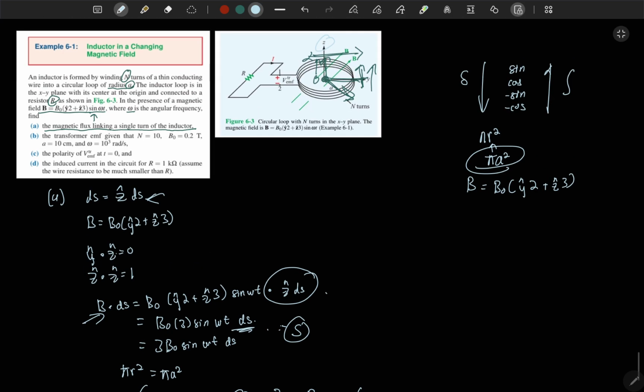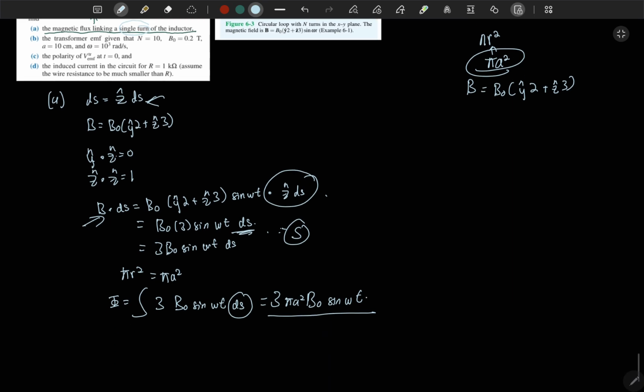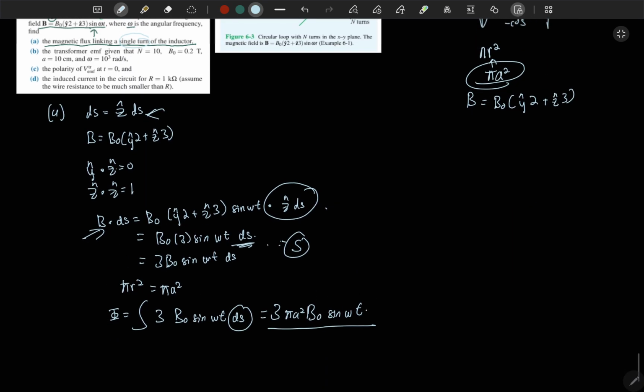So what they have mentioned is a single turn. For a single turn, you need to calculate B dot ds. This is the vector, and you only have 3 because 3 was in the z direction. Then you integrate this by ds, so you only have the s here, so you have gotten it.